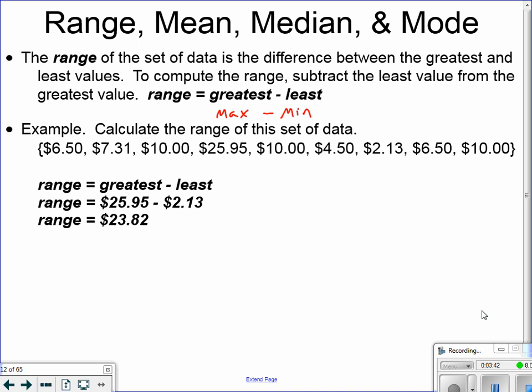Okay? So if you look at this set of data here, we find that the maximum number is the $25.95, and the minimum, or the least, is the $2.13. So again, range is the greatest number minus the least number, so we take 25.95 minus 2.13, and you get 23.82 for the range. Okay, again, to compute range, you take the greatest number minus the least number, or another way to say it is you take the max minus the min.